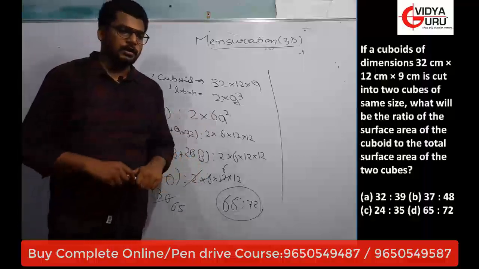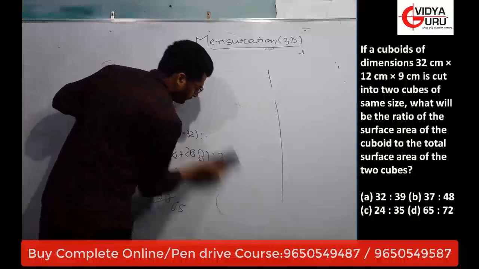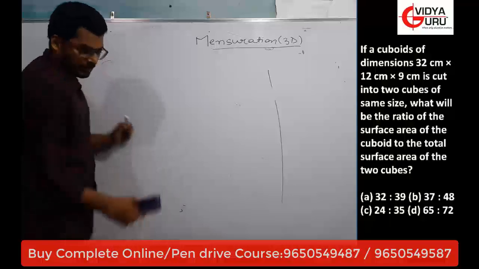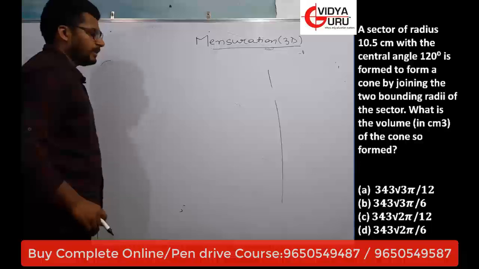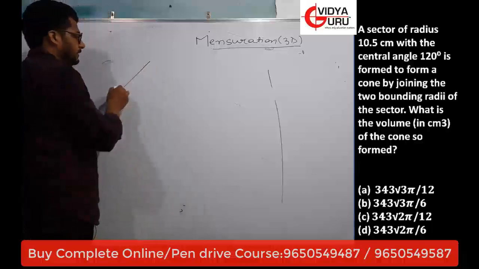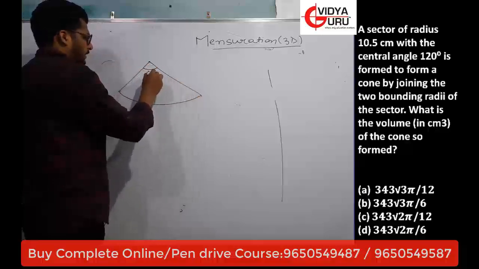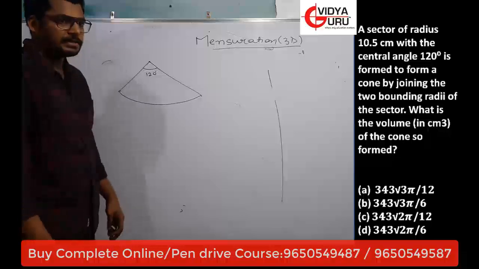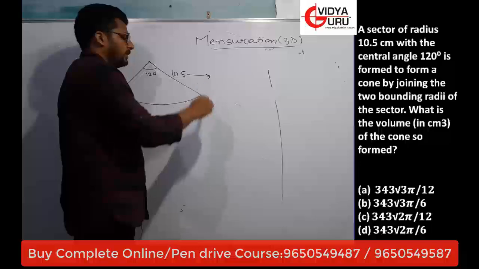So coming to our next question. What does the next question say? A sector of radius 10.5 centimeter. There is a sector of radius 10.5 centimeter. The central angle is 120. That means this is a sector of a circle of 120 degrees, and its radius is 10.5 centimeter. From this a cone is made.